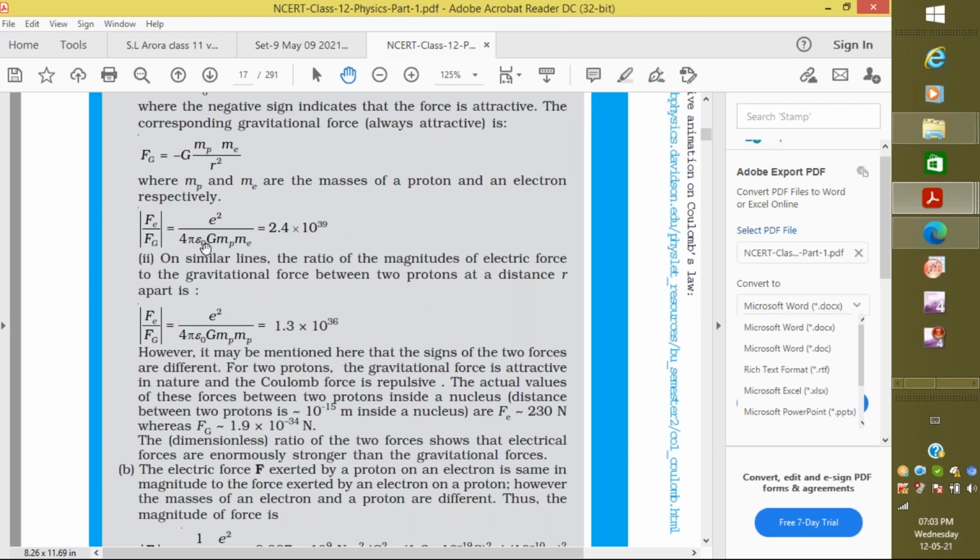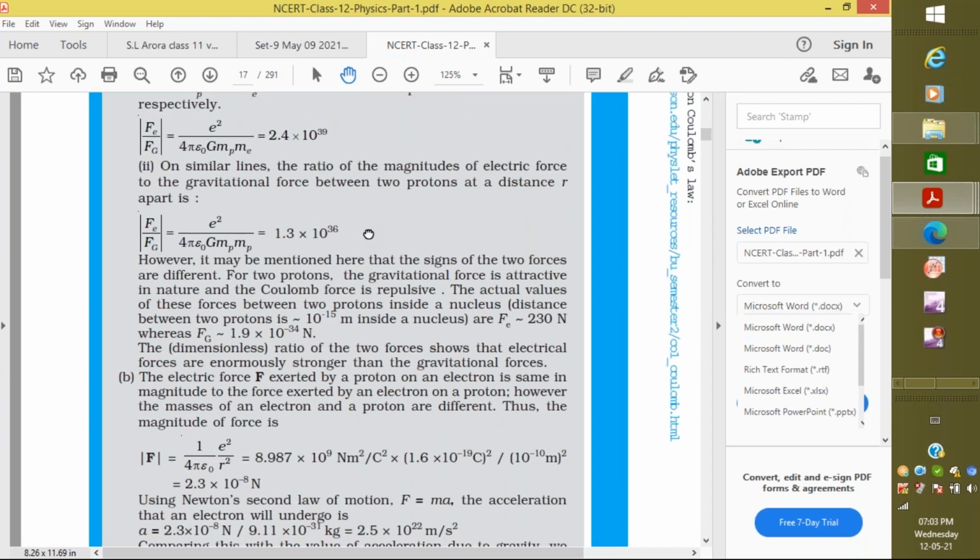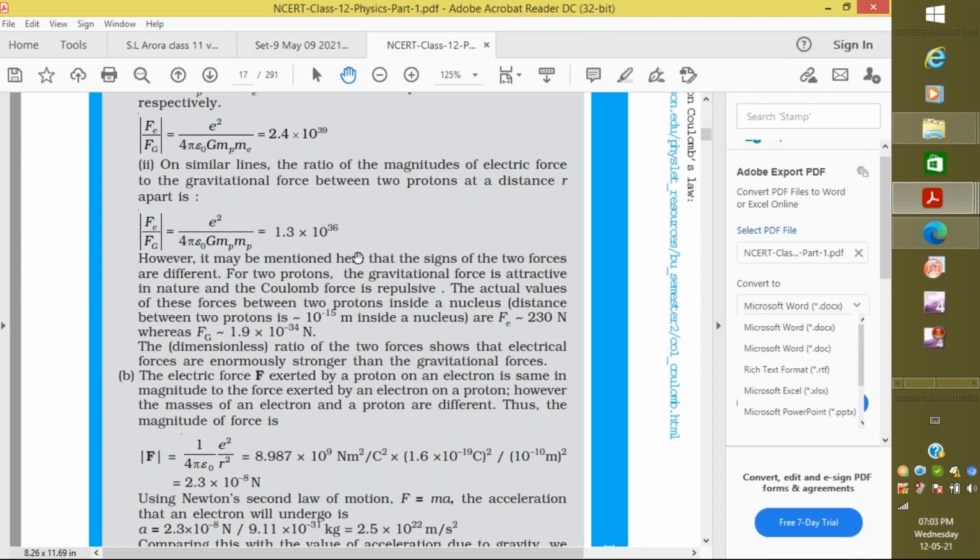That means when charges are falling from a certain height down in a constant or uniform electric field, the force experienced by that charge will be due to the electric force, not the gravitational force. The rest of the part you will see here.